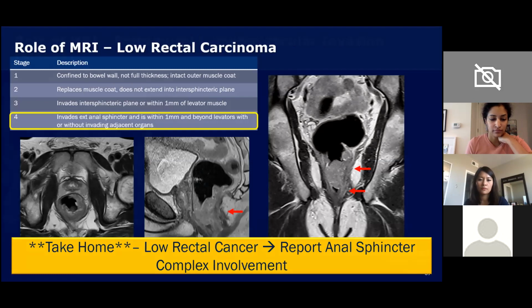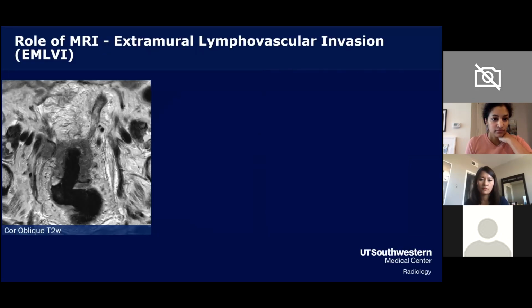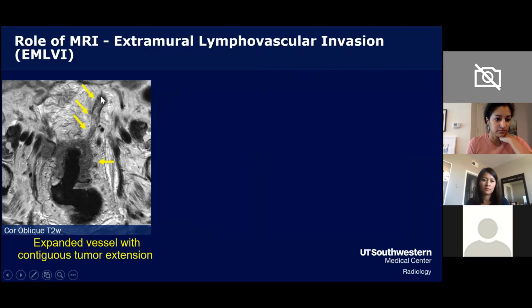All right, next thing we want to talk about is lymphovascular invasion. This tends to be undercalled in radiology, and what this is, is tumor extending along the lymphovascular bundle. It can be contiguous, as is here. You can see the bulk of the tumor here, and you can see similar signal intensity within an expanded vessel extending up from the tumor. So this is pretty straightforward to call.